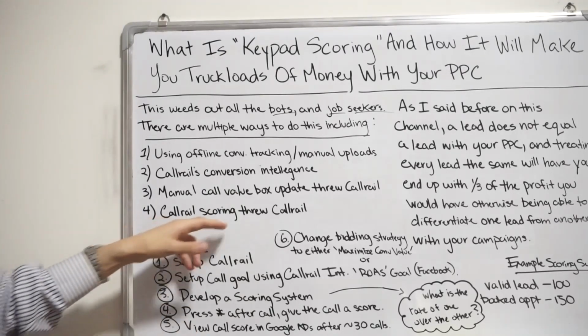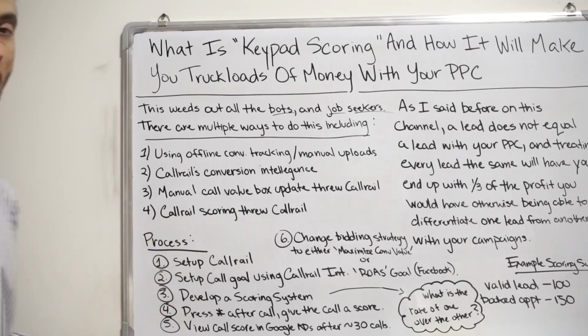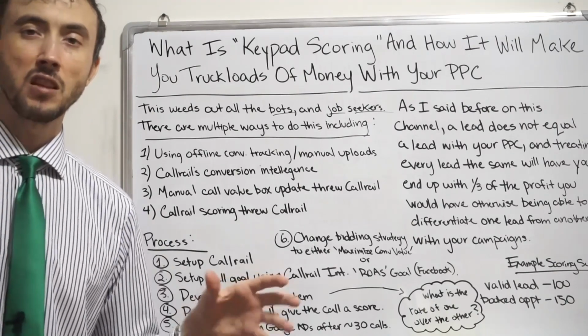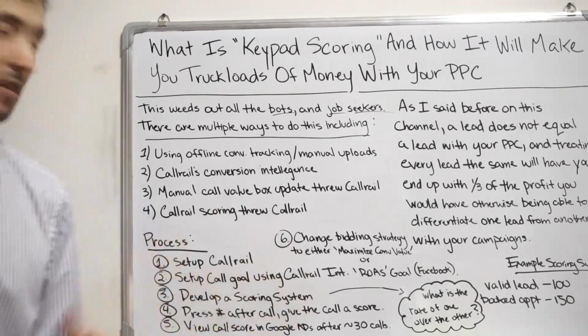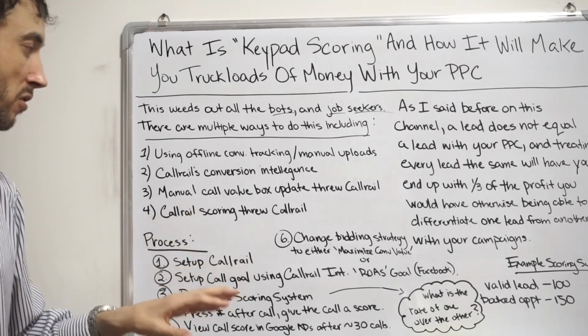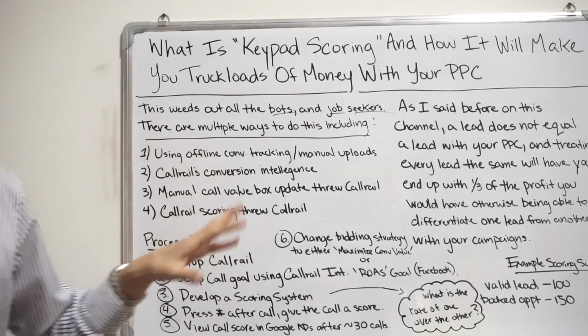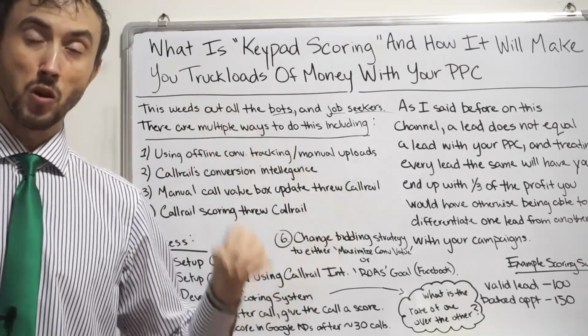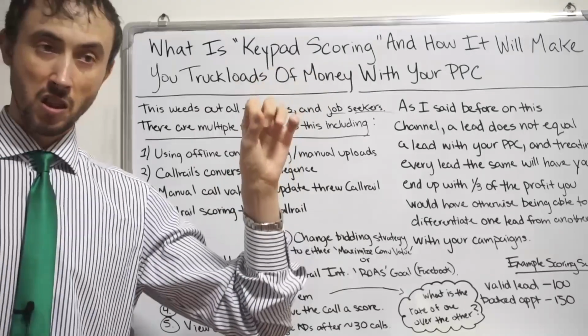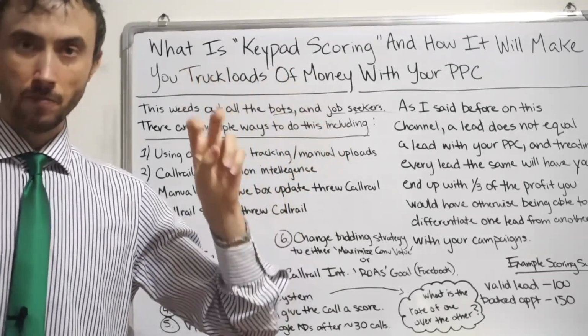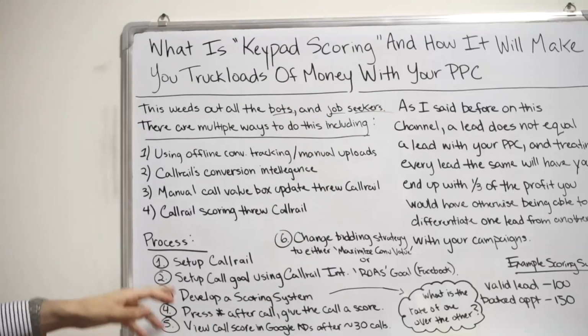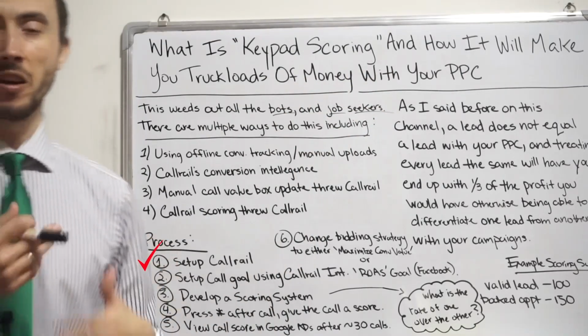scoring system here. So anyway, in terms of the keypad scoring, to get specific on how to set this up, if you're sold on this, which you should be, because you're going to get way more results, like I said, like upwards of 5 times as much results long term once you've built up enough keypad scoring data in your ad accounts. So the first step would just be set up Callrail to begin with.